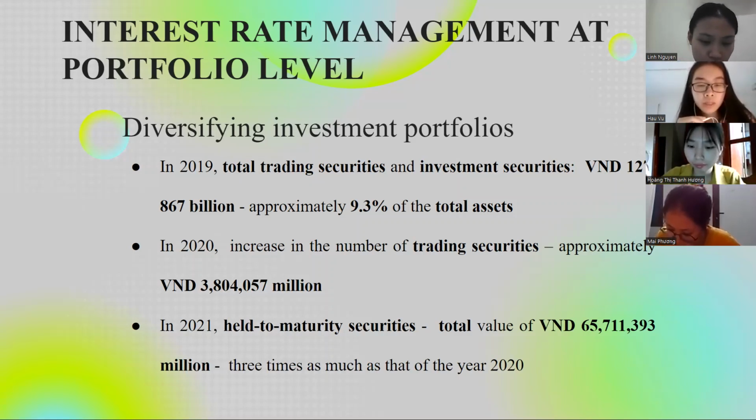The next year also saw an increase in the amount of trading security, approximately 3,804 million VND. In 2021, held-to-maturity security with a total value of 65,711 billion was 3 times as much as that of the year 2020. By investing in diversified portfolios, the bank can increase profit and control liquidity and interest rate risk.